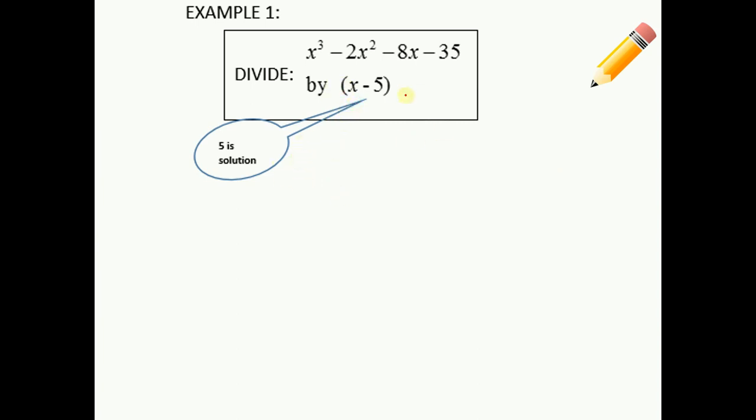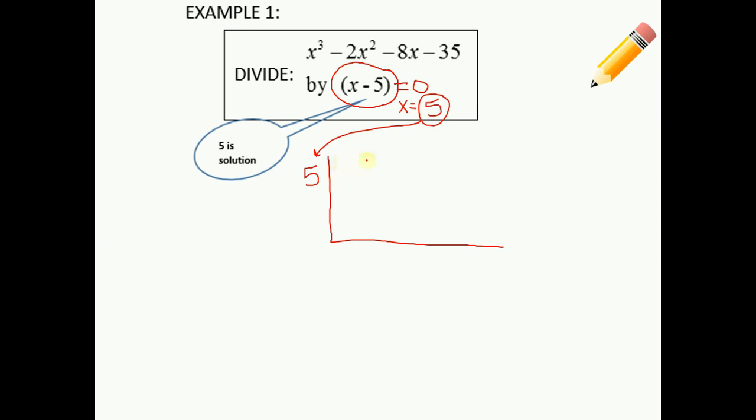What you're first going to do is figure out what would make whatever you're dividing by equal to 0. AKA, I know that x would be 5, right? So 5 is a solution to the problem. So what I'm going to do is set up an upside down box, upside down house if you want to consider it that, kind of like what you would have done for long division. And we're going to put this 5 on the outside of the box.